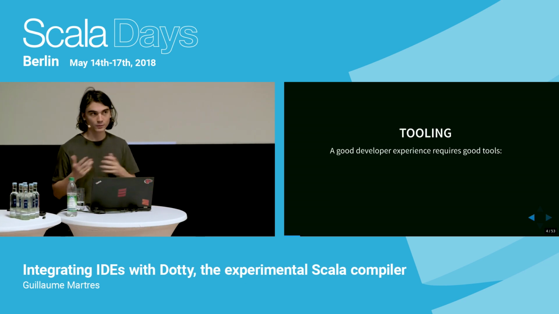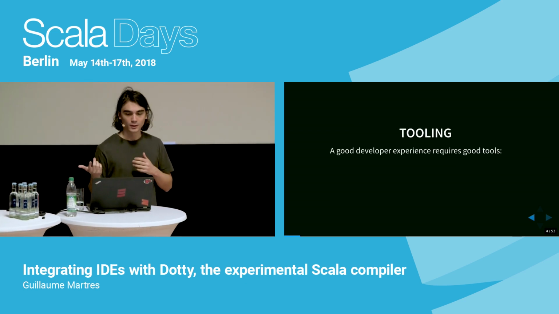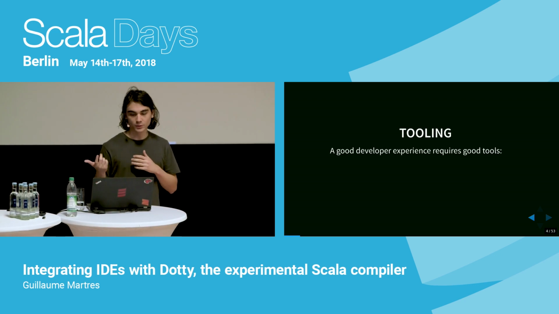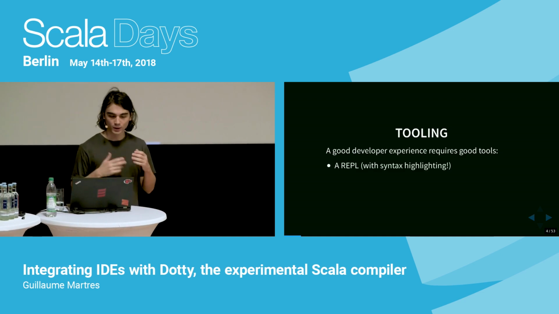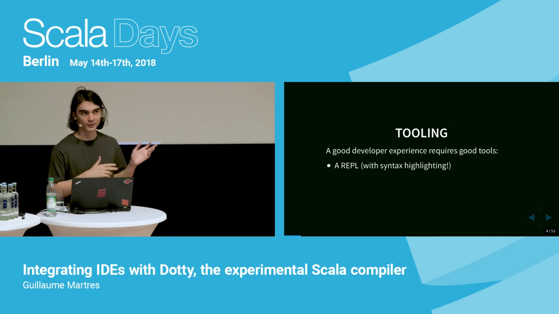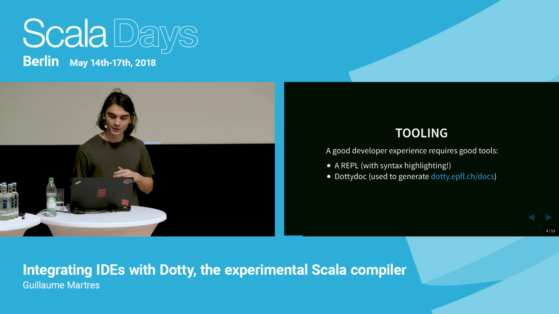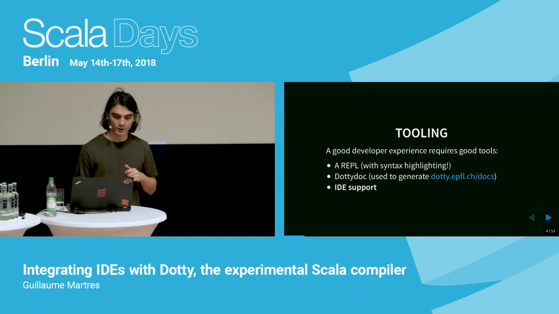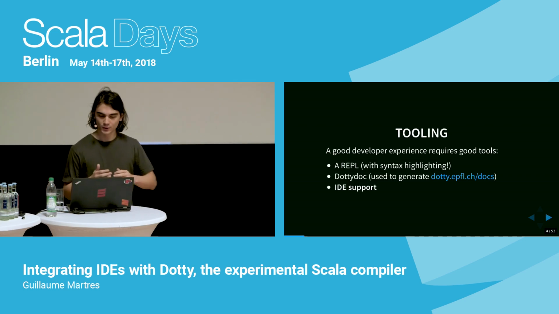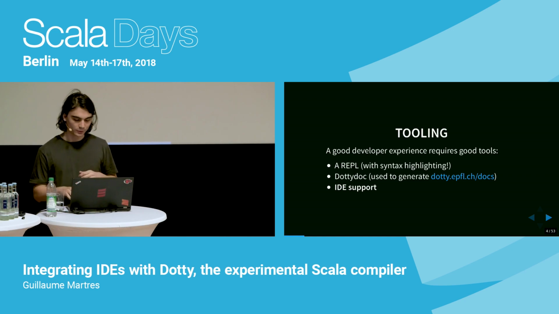And of course, if we want people to use Dotty, we need to provide a good developer experience, which means we need to provide good tools. So we have a REPL, which even has syntax highlighting, like Ammonite. We have a documentation tool that is used to generate all of our documentation. And we have, of course, IDE support. So how did we do that?